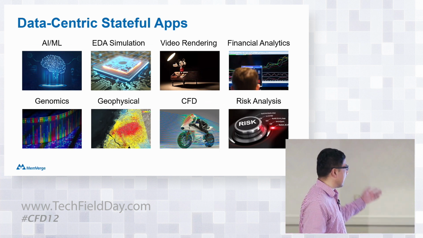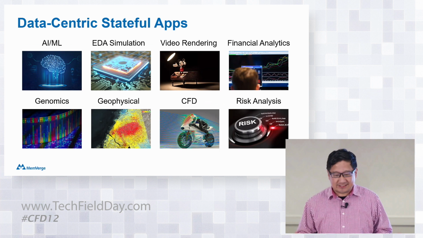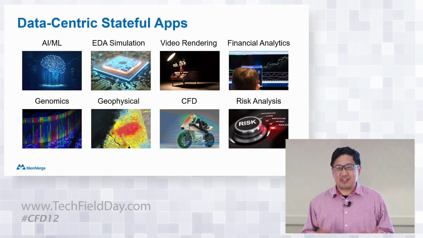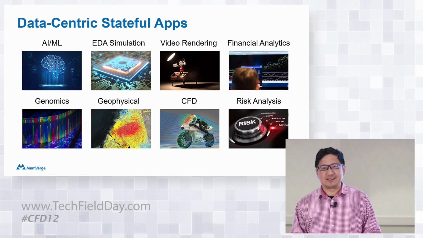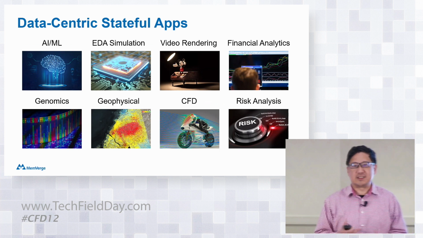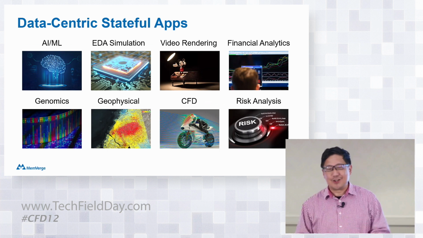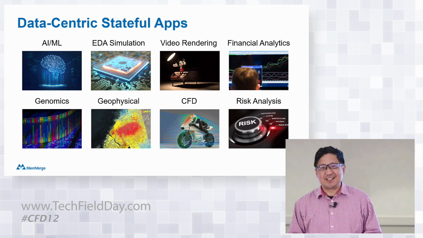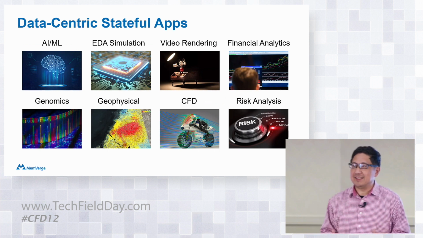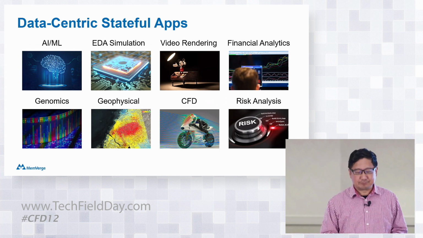Such examples are AI/ML training, EDA simulation, video rendering, genomic sequencing, et cetera. The various scientific computing or financial analysis apps tend to be long running. They can run for days or weeks or even months to complete a certain job. And for those types of applications, it's difficult to remove an instance from underneath the application, or move such an application from cloud to cloud, or from on-prem to cloud. Therefore, the true promise of agility, flexibility, and scalability really cannot be met for these types of apps.